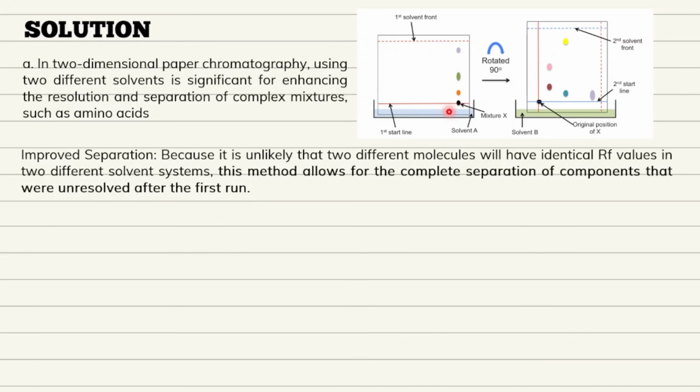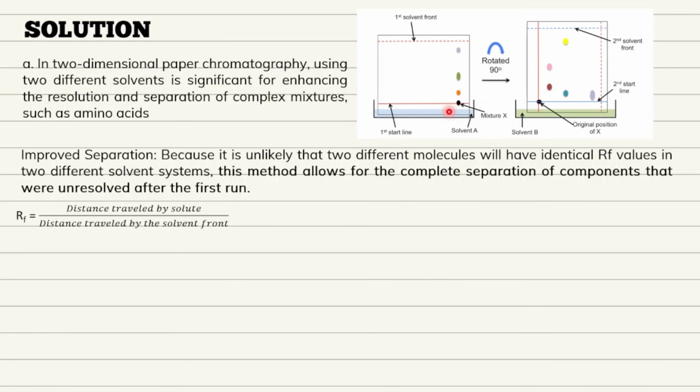So, because it is unlikely that two different molecules would have identical RF values in two different solvent systems, this method allows for the complete separation of components that were unresolved after the first run. So, anything that did not separate the first time will definitely separate the second time. That's basically the significance of this method. But all of this was explained in the first video, though.